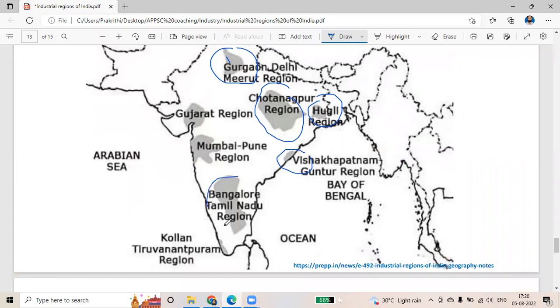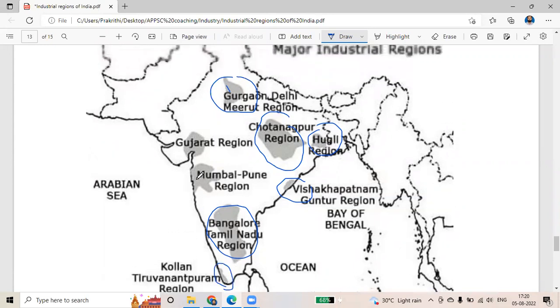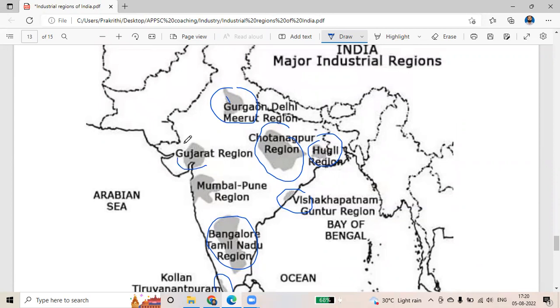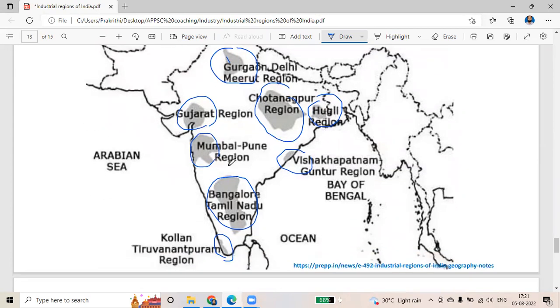Bangalore, Tamil Nadu, we have the Coimbatore and Madurai region in Tamil Nadu and Karnataka. Then the Kollam-Thiruvananthapuram region in Kerala. Then Gujarat, the Ahmedabad-Vadodara region. Then the Mumbai-Pune region. So these are the 8 important regions.